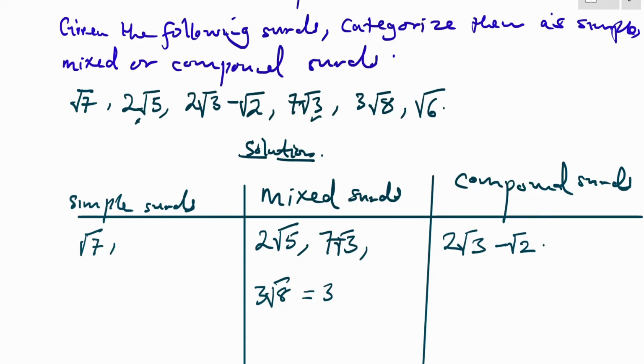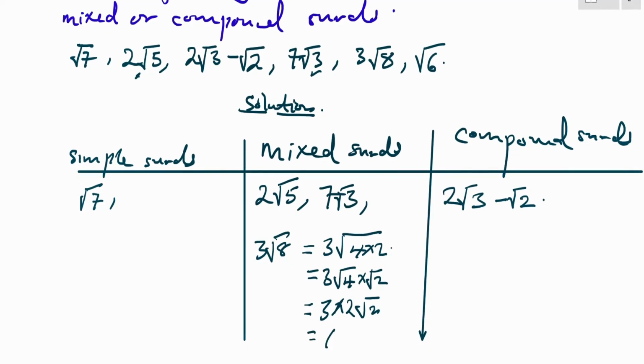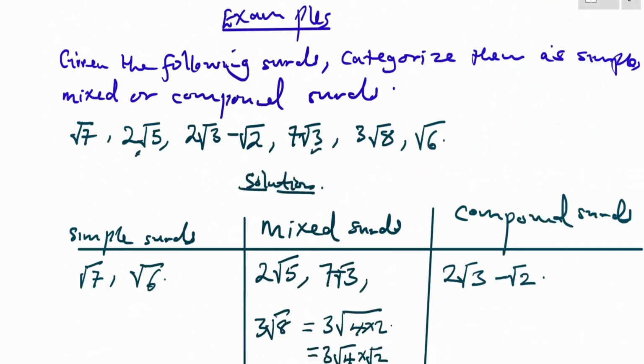And this is the same as 3 times the square root of 4 multiplied by 2, which is the same as 3 times the square root of 4 multiplied by the square root of 2. As we simplify, this is the same as 3 multiplied by the square root of 4, which is 2, then multiplied by the square root of 2, implying that it's also the same as 6 square root 2, which is a mixed surd. Then the last one is a simple surd, which is the square root of 6.